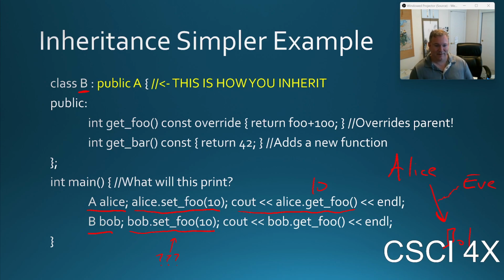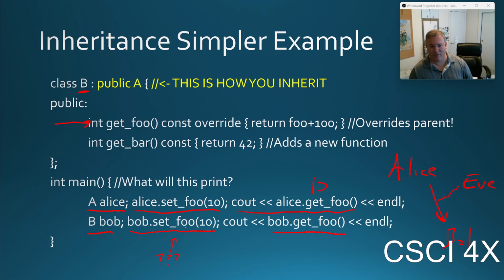Does it have a set foo for free from A? Yeah, it does. So you can call set foo because it just gets it for free. Everything that's on A, it has for free. Cool. And when we see bob.getFoo, this is going to call this getFoo, not the one from A, because we've changed it. We've overridden the parent. We copied and pasted everything, but we've made changes.